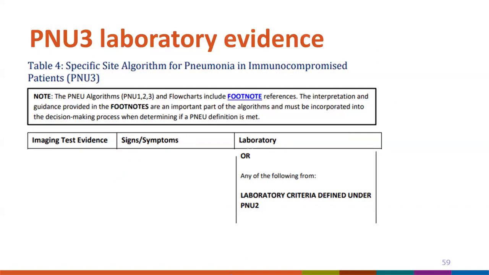Under the laboratory column in NEW3, you'll see "or any of the following from laboratory criteria defined under NEW2." What does this mean? It means that any of the laboratory criteria listed in the NEW2 algorithm in Tables 2 and 3 can be used to meet NEW3 as well. But don't forget, the footnotes associated with the laboratory criteria also apply when meeting NEW3.